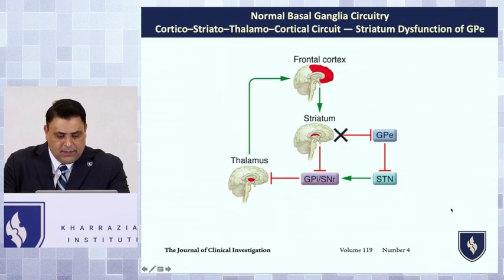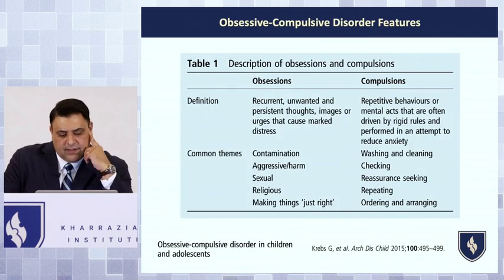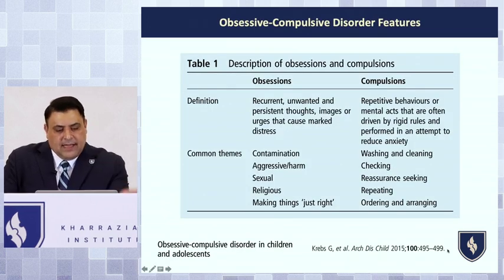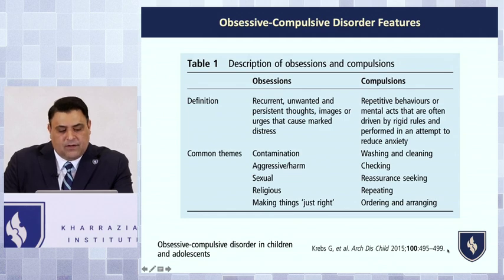This is the paper in your notes about basal ganglia and OCD type specificity. When the limbic loop gets involved, it's not a motor tic, but obsessiveness, compulsiveness, anxiety, and fear with the basal ganglia pathways. So: recurring unwanted persistent thoughts, images, and urges that cause marked distress, and compulsive repetitive behaviors or mental acts often driven by rigid rules: washing, cleaning, checking, reassurance seeking, repeating, contamination, aggressive harm, religiousness, making things just right. Sexual themes are not really common with kids, but these are common things.